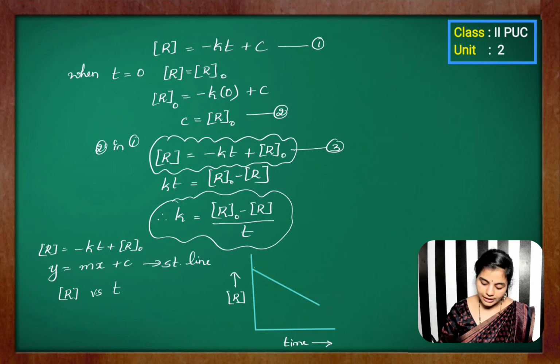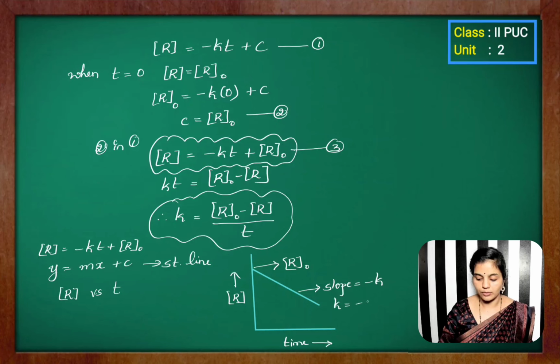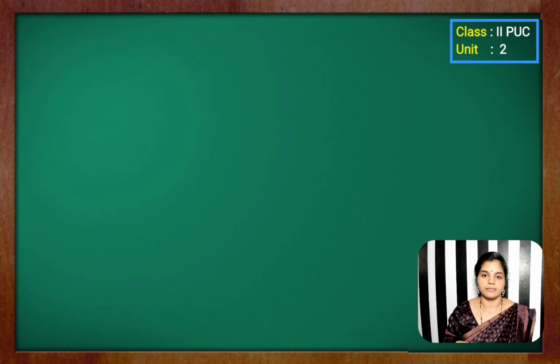So here we see that the intercept is the initial concentration of the reactant R naught, and slope of the graph will give us rate constant. Okay, so rate constant is equal to minus slope. So by calculating the slope, we can find the rate constant for a zero order reaction.